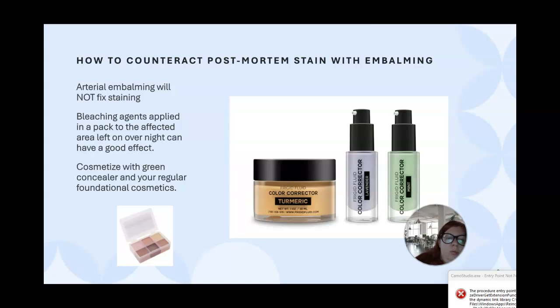And the next thing you want to remember is our lovely color wheel when it comes to cosmetics. If you're someone who wears makeup, you know what these color correcting things are. This also, like I said, has to do with the color wheel. Green counteracts red, so you're going to want to use green. So if you bleach this area and you notice it's not as light as you want it, go in there with some green color corrector and then cosmetize as normal. And you shouldn't have to do too heavy of an application.